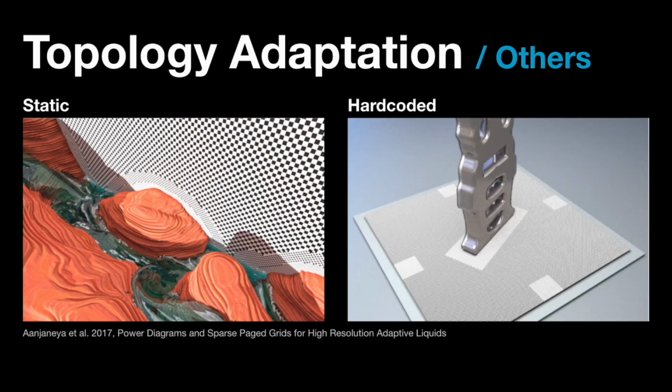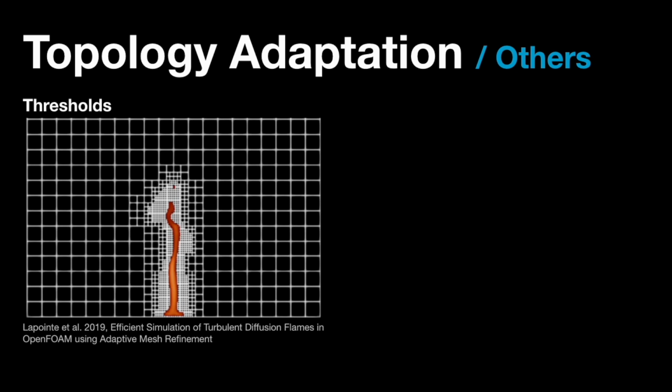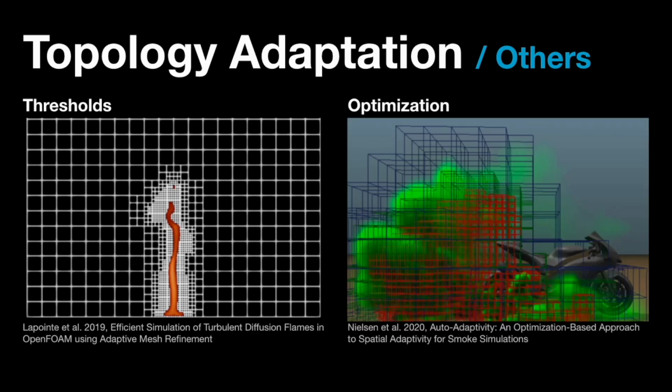Other works have hard-coded the resolution per time step, and they just copied the data and the topology from one time step to the next. Other approaches use methods based on thresholds and subdivision, and yet others took an optimization-based approach.